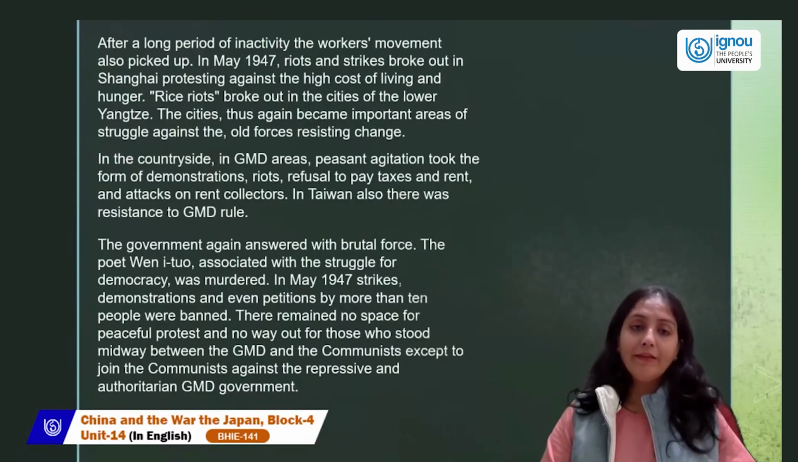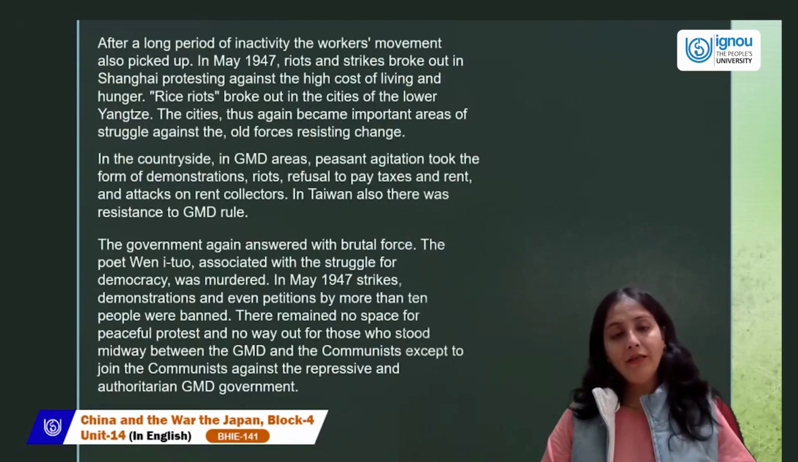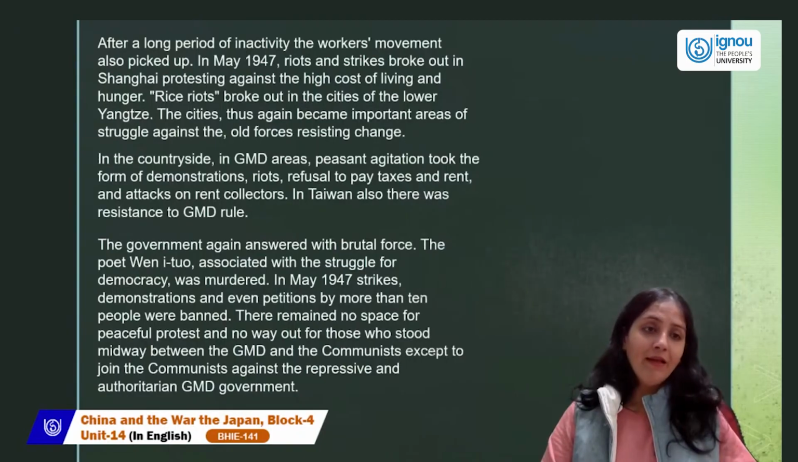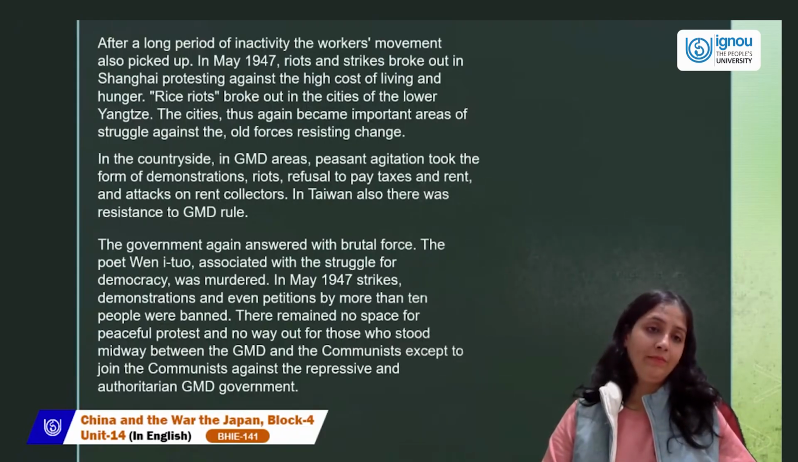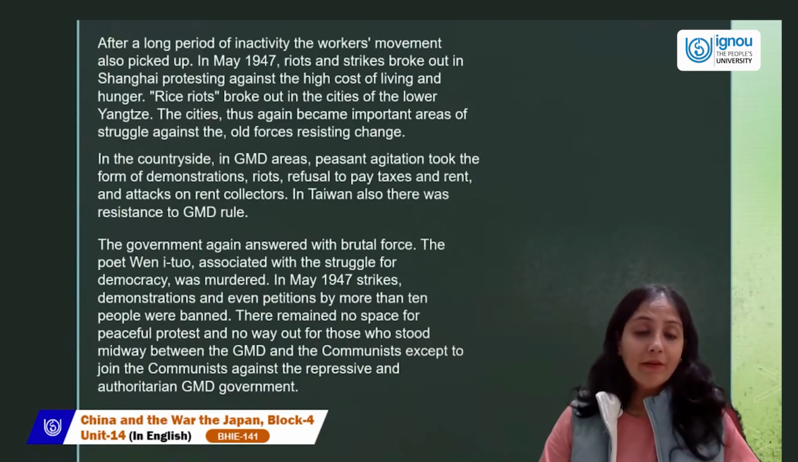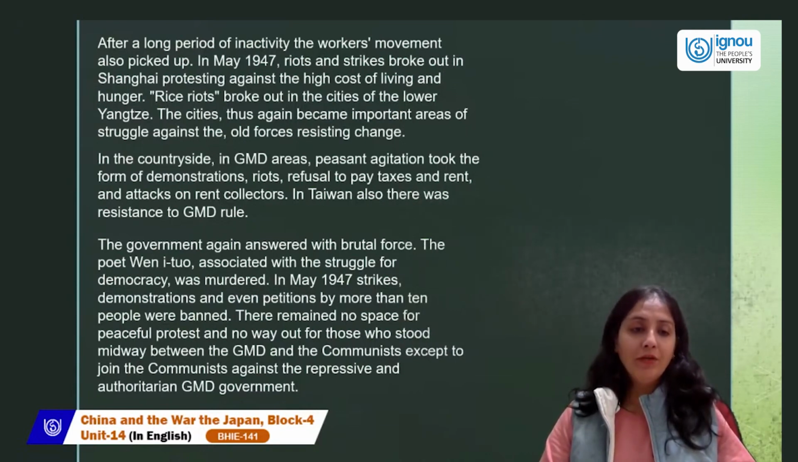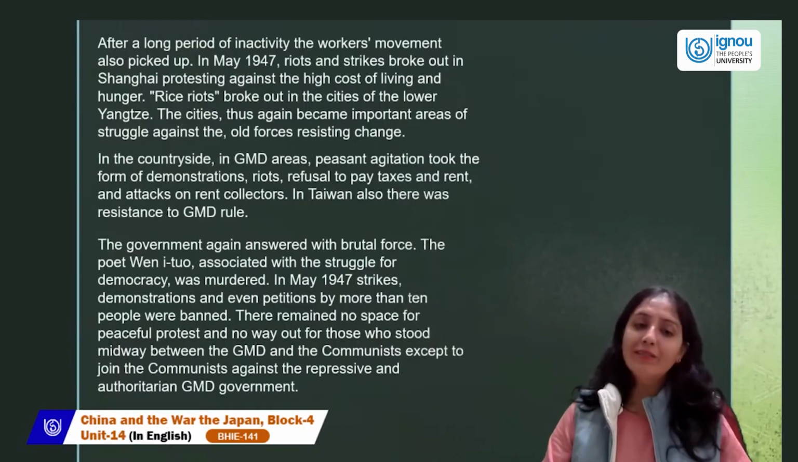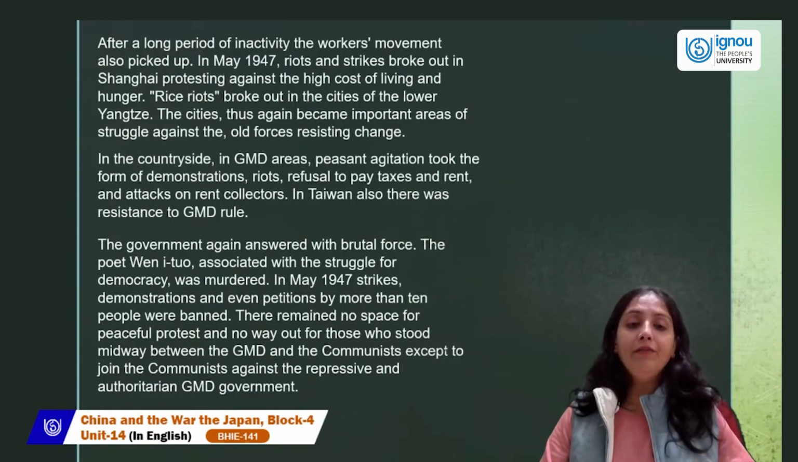In the countryside, in Guomindang areas, peasant agitation took the form of demonstrations, riots, refusal to pay taxes and rents, and attacks on rent collectors. And in Taiwan also, there was resistance to Guomindang rule. The government again answered with brutal force. The poet Wen Yiduo, associated with the struggle for democracy, was murdered. And in May 1947, strikes, demonstrations, and even petitions by more than 10 people were banned.